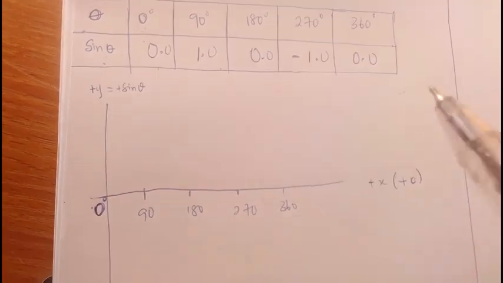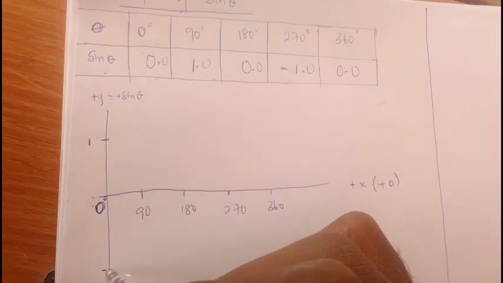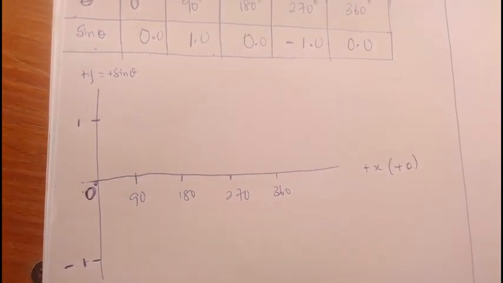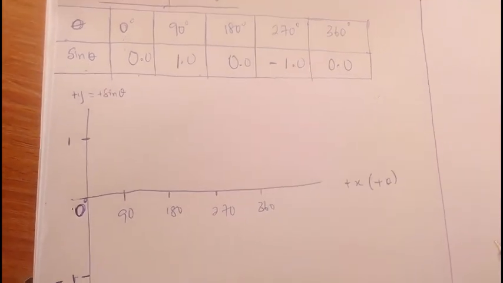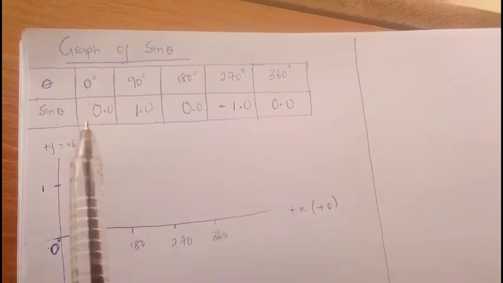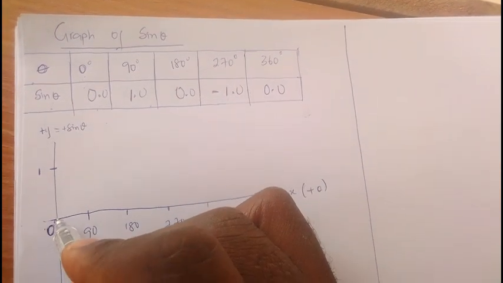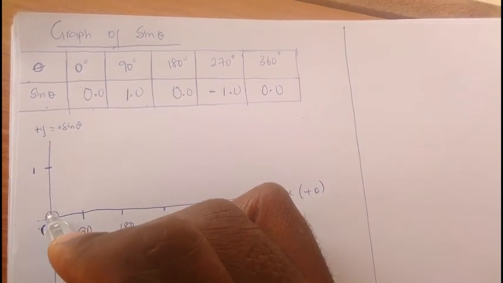And we have negative 1. So it means the highest is 1, and the least is minus 1. Now, let's plot. Straightforward. For the first values of x and y, I have 0, 0. So I'm going to have it at this point. You can circle it.